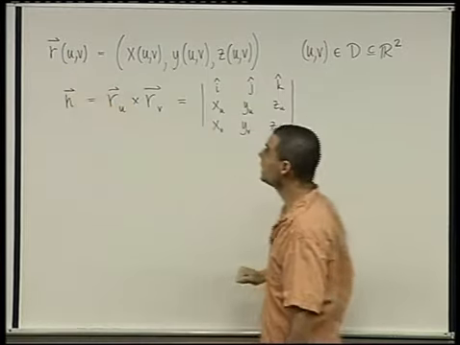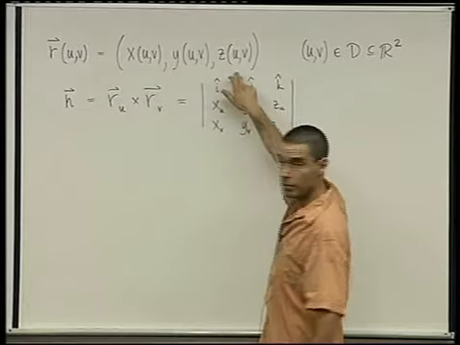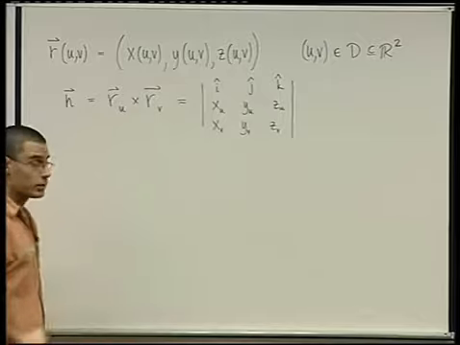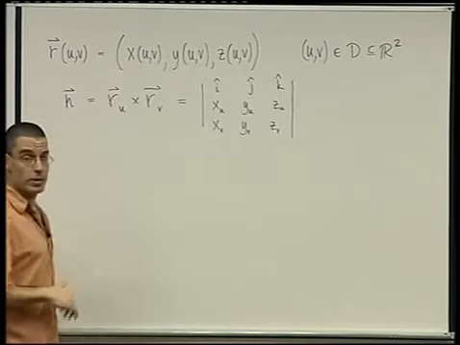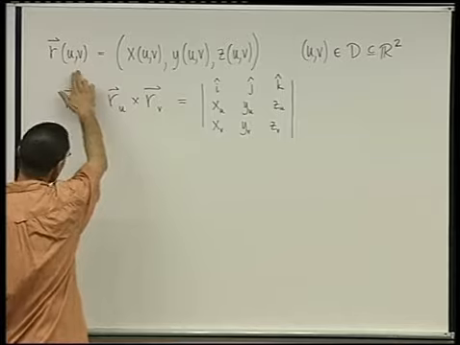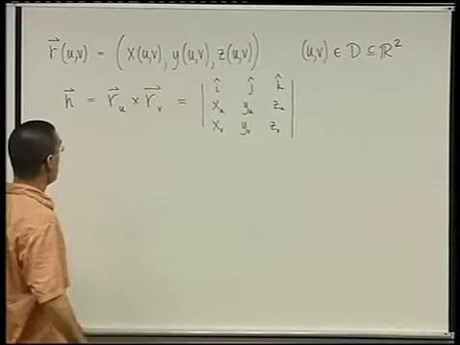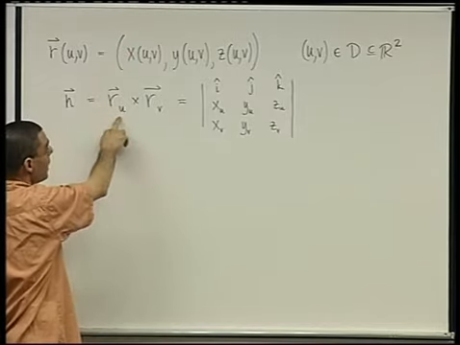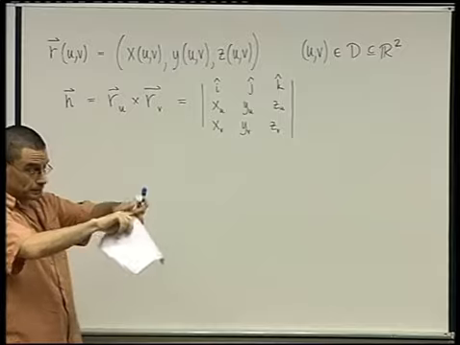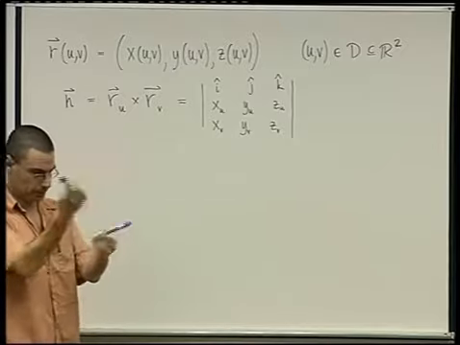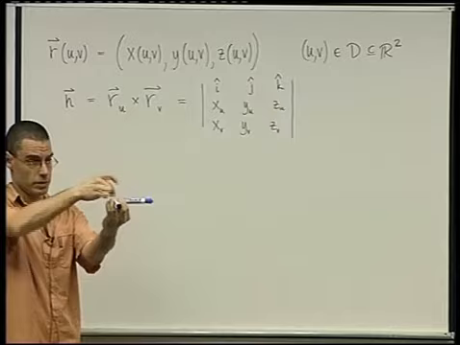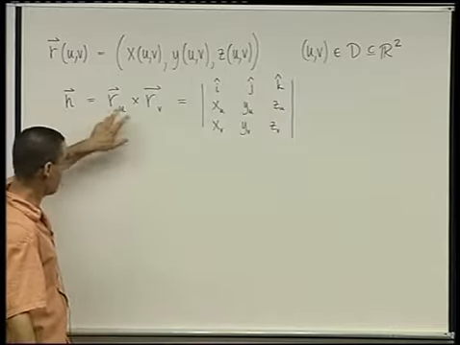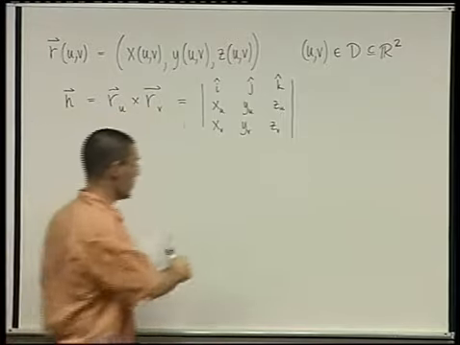So r of u,v is a point in three-dimensional space, x, y, z, and each coordinate is a function of the two parameters. In analogy to the parametrization of a curve, which was r of t, x of t, y of t, z of t. The normal at every point for this parametrization was given by the cross product of the two tangent vectors. That's the normal at every point, and the two tangent vectors to the parametrization are r sub u and r sub v. So this is the normal.